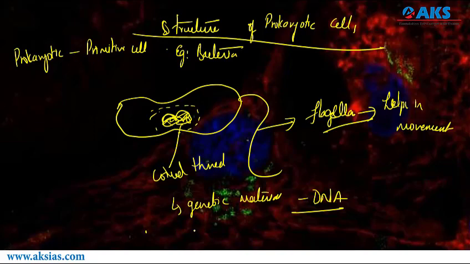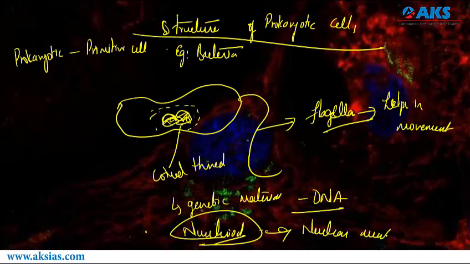So the chromosomal DNA is localized in a region called the nucleoid. Why is it localized here? Because you do not find any nuclear membrane here. That is the reason the genetic material is localized in a region called the nucleoid.